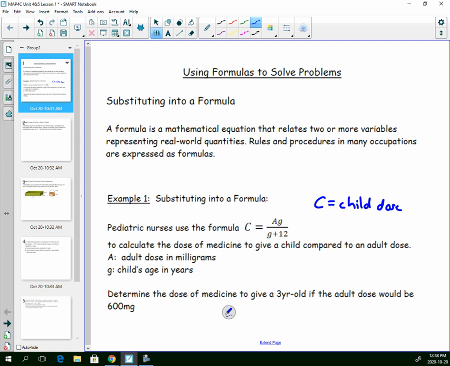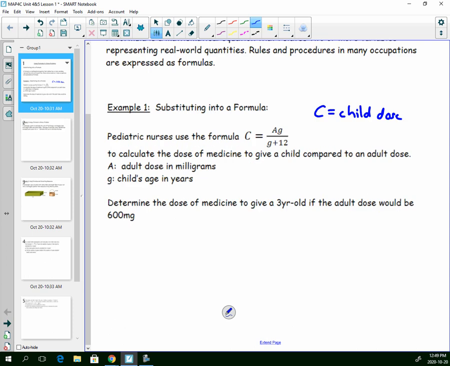So be careful when you're doing these questions to always read the question through completely and to understand what the different letters are representing. You just don't want to throw some numbers in. You want to read through everything. What are the numbers representing? What are the units that are being used in this formula? So the question says, determine the dose of medicine to give a 3-year-old if the adult dose would be 600 milligrams. So I have my formula here.